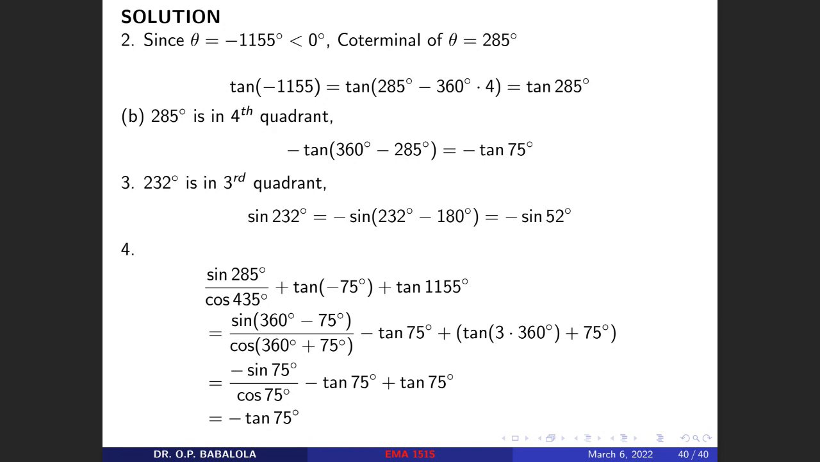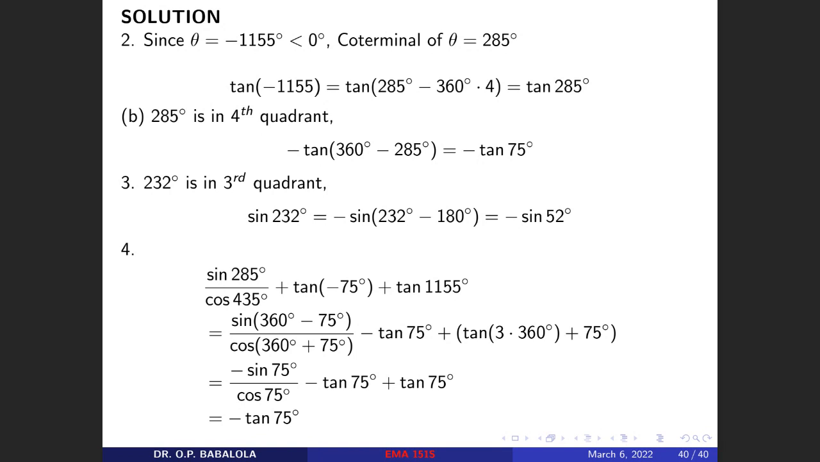Now we have picked the angle, tan 285 degrees, okay, using the coterminal. And since this falls in the fourth quadrant, it is minus tan 360 minus 285, which is minus tan 75. Let's look at one which falls exactly in the third quadrant. In this case, that's example number 3.